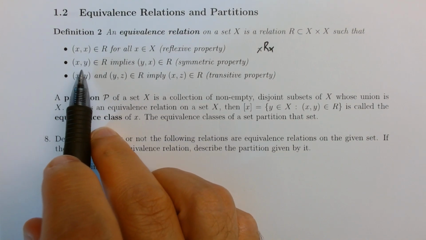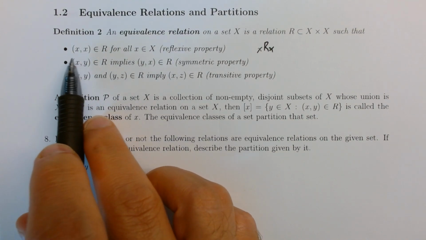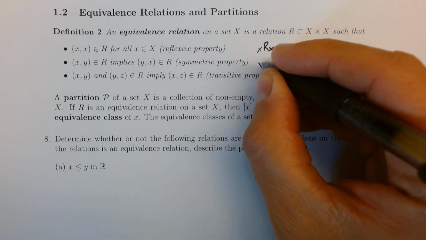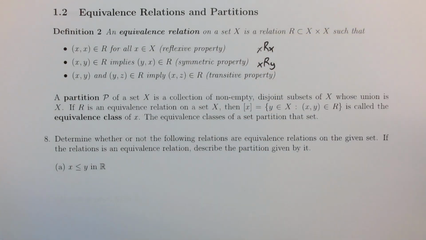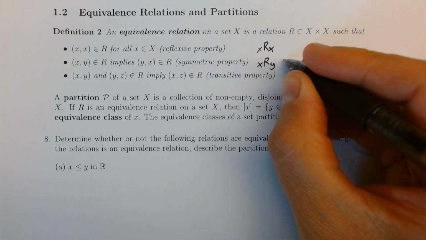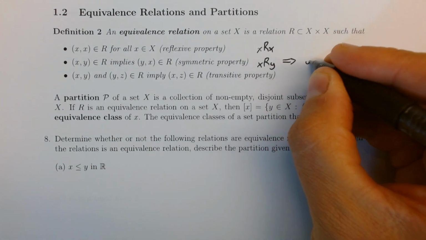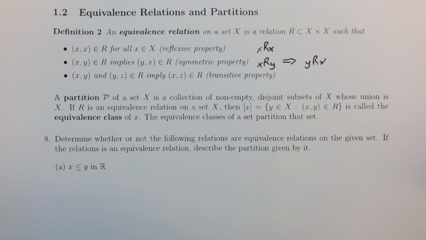If x is related to y, is how you would read this. We could again write it this way, x related to y, implies that y is also related to x, so that's the symmetric property. So maybe I'll write this version of it as well.